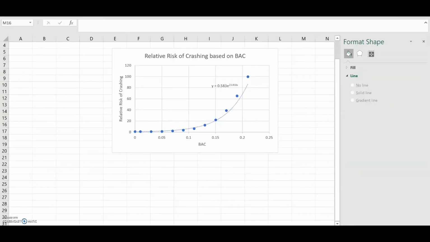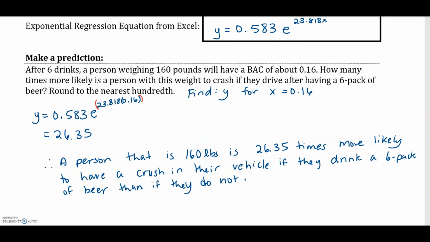It's always a good idea to confirm that this seems reasonable based on our graph, and we can see if we have a blood alcohol level of 0.16, that does seem as though that would be over 20, and 26 seems quite reasonable. Therefore, a person that is 160 pounds is 26.3 times more likely to have a crash in their vehicle if they drink a six-pack of beer than if they do not.